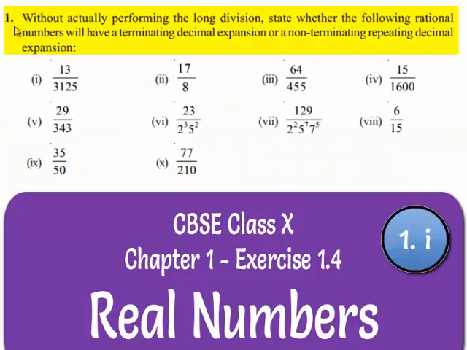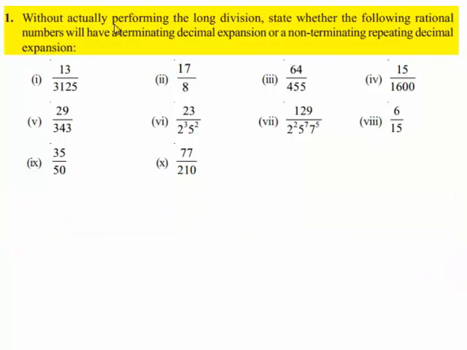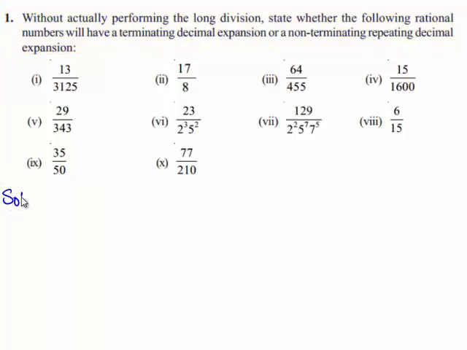Now let us move on to the first question in the exercise. The question is, without actually performing the long division, state whether the following rational numbers will have a terminating decimal expansion or a non-terminating repeating decimal expansion. So now let's move on to the solution.